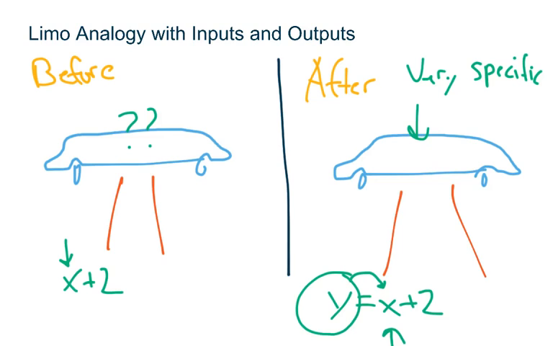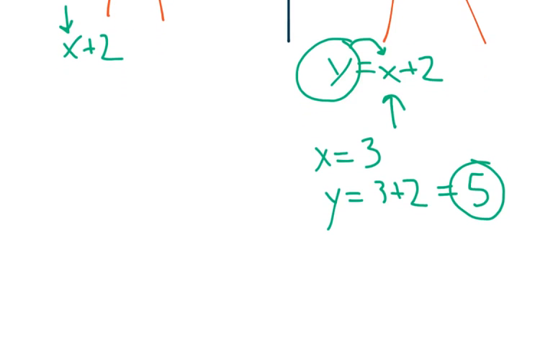And so it's very similar to our limo analogy where before, if we have just x plus 2, we can plug whatever we want. Anyone can come out of that limo. But after the award show, not just anyone can come out of it or go into it, you have to find your actual limo.